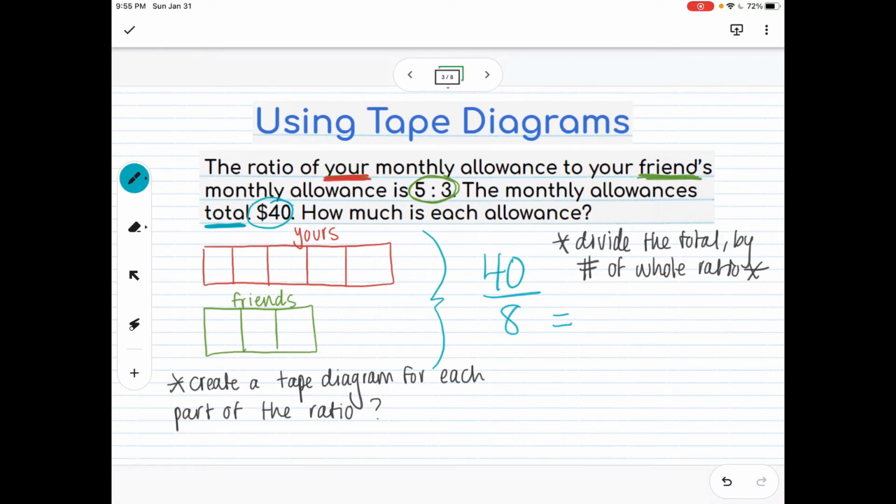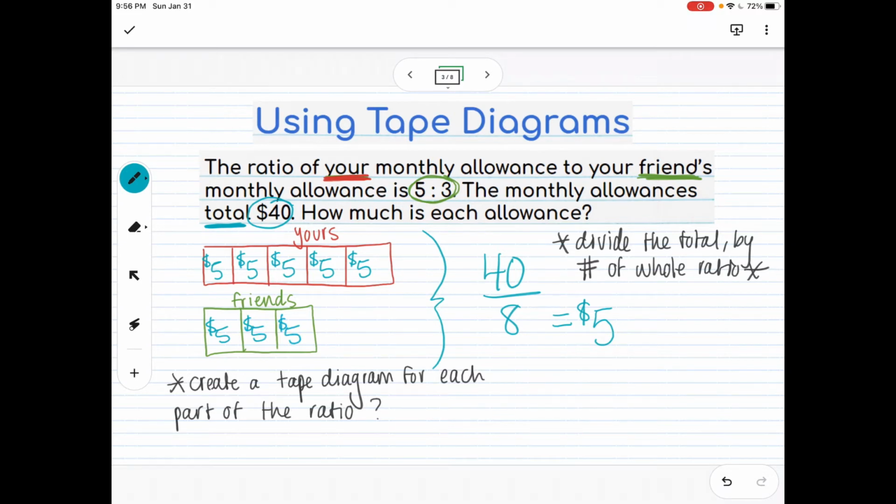And if you know your math facts, you would know that that equals 5. But if you don't, then you can use a calculator. And of course, that will aid you in knowing that equals 5. That means that each part of this ratio is equal to $5. And anytime we are determining ratio boxes, guys, everything within has to be the same. If it's not, then you're not working with a proper ratio. You made a mistake somewhere.